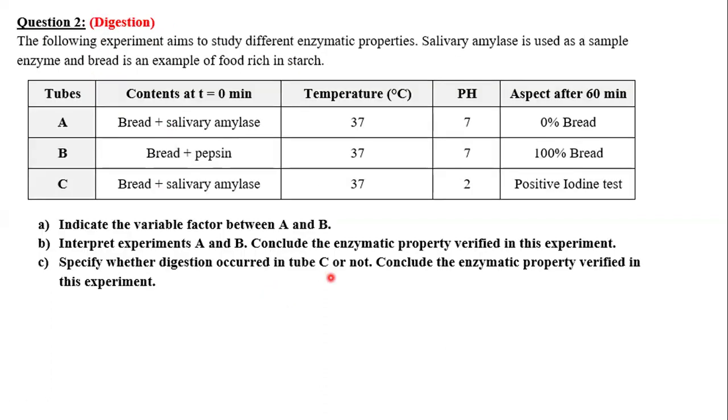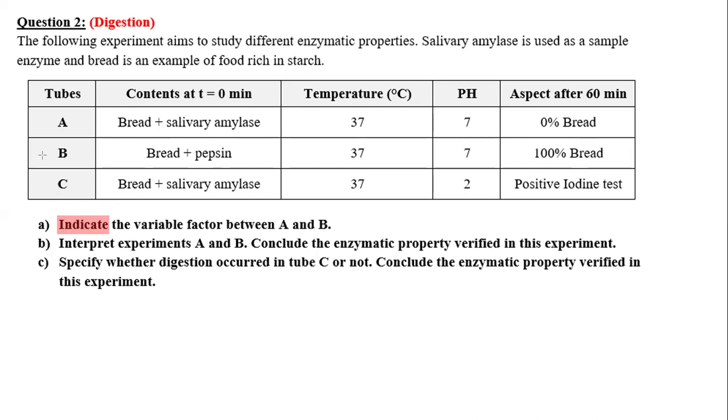Question number 2, the following experiment aims, so here we have the purpose of the experiment. We are studying different enzymatic properties. Salivary amylase is used as an example of enzyme. It is found in the saliva. Wheat bread is an example of food rich in starch. Question A, part A, indicate. Whenever you see indicate, it means just tell, just give the answer, do not justify.